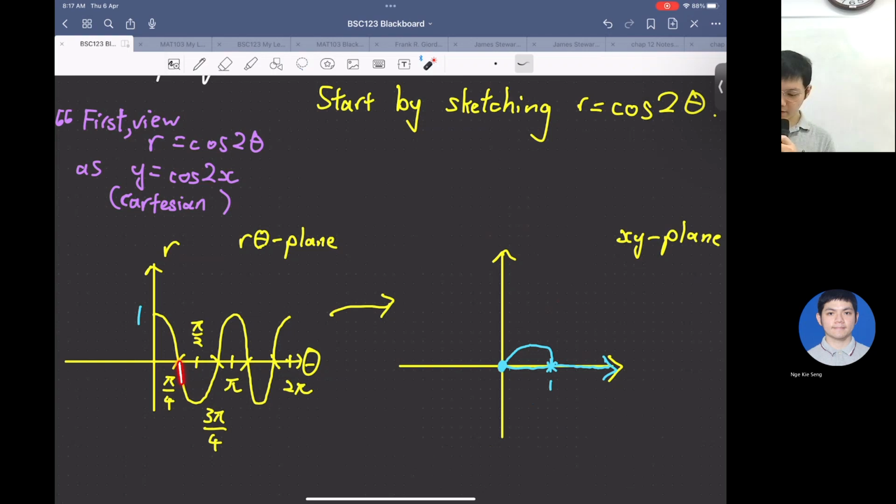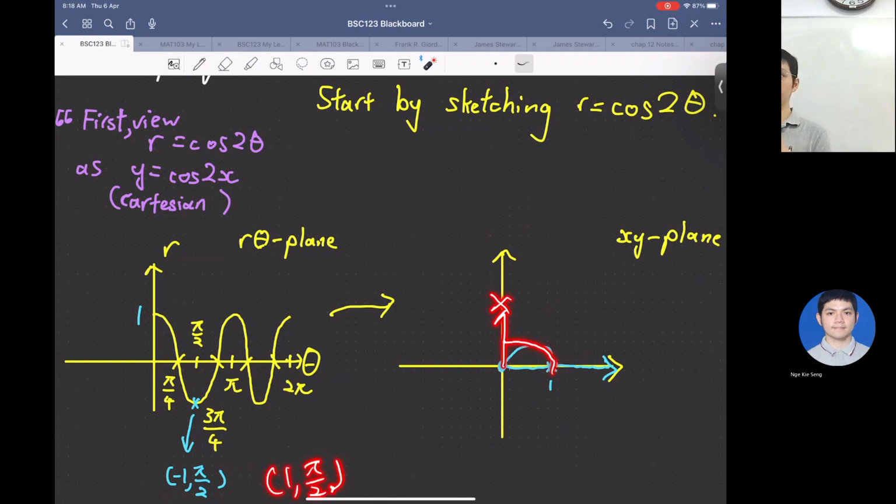And then what do you do next? After pi over 4, the radius grows to the negative part until pi over 2. Let me point out here, this point is minus 1 at pi over 2. Which quadrant does this point stand in? You start by thinking all positives first. Where is 1 at pi over 2?